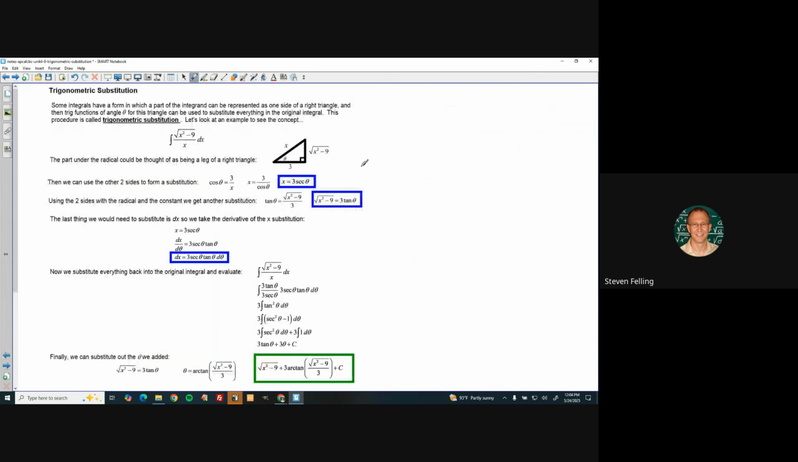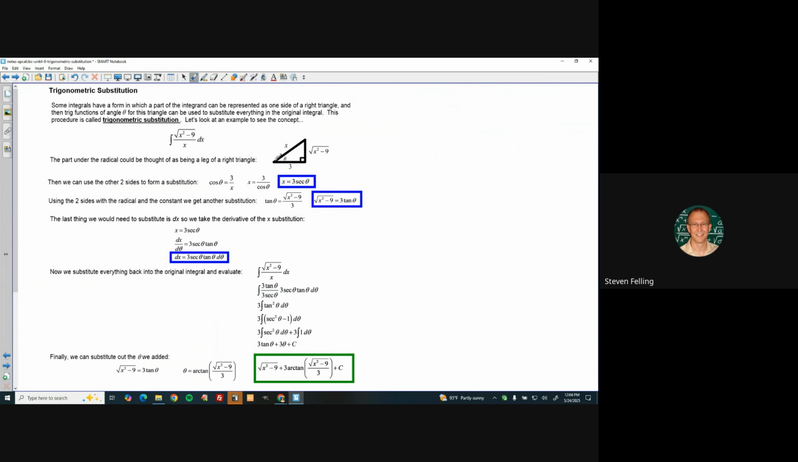Okay. So some integrals have a form in which a part of the integrand can be represented as a side of a right triangle. And then we can introduce an angle theta so that we can write expressions with the radical and other pieces using trig identities with this angle theta. So we're going to end up substituting in the original integral here, but we're going to change the integration from this variable, say x, to the variable theta, and we'll end up with a trig integral, something like this, right? Which at first doesn't look easier, but we can't really do u substitution here because the x we need is in the denominator, so we have to use a technique like this.